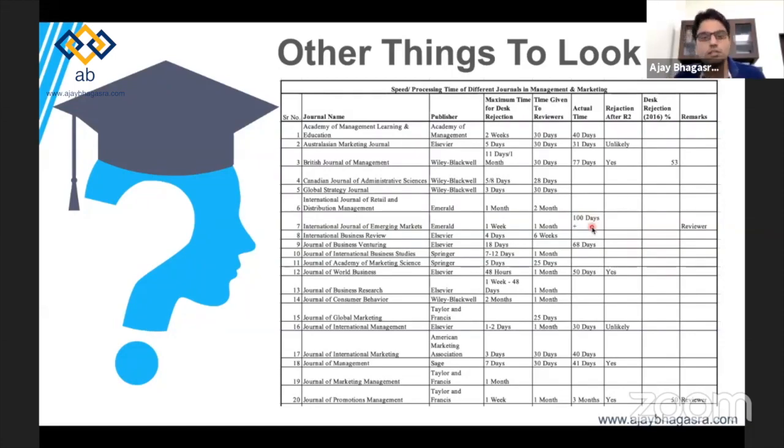So when you select the journals, look for good journals, and then in good journals also, it depends upon the editors how fast they are, and that is why this is called the speed and processing time of journals. You have to look at the speed and processing time also, because at times we need publication a little bit early, right? So look at the Journal of International Management. They have taken 30 days only in publishing an article, which is a very, very small amount of time. So they would have published a paper within 30 days, and that is a very good thing. Journal of International Marketing, 40 days. So that information can be very handy to you.